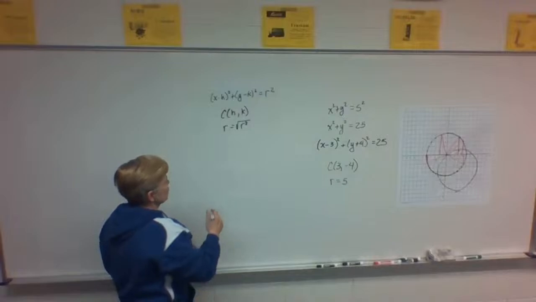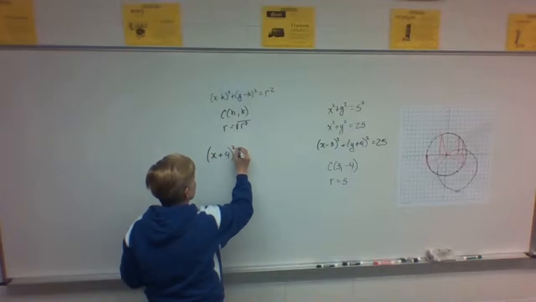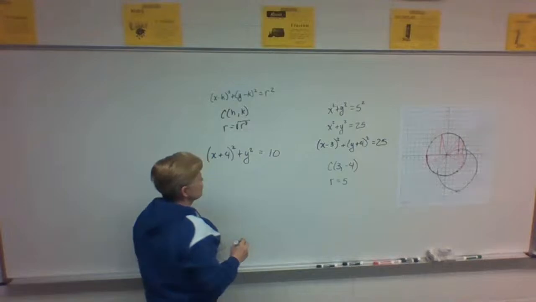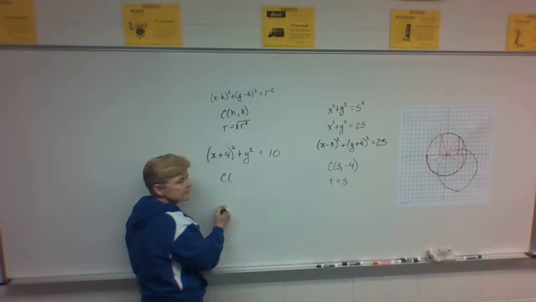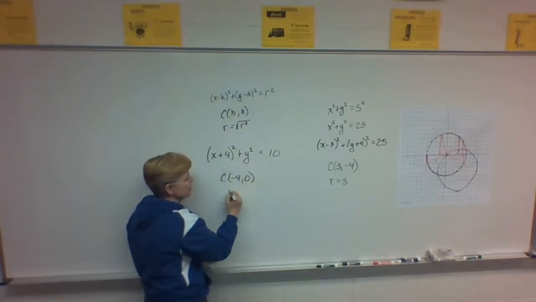Okay, so let's do one more like this. If I have a circle like this, x plus 4 squared plus y squared equals 10. Can you tell me what the center is? Negative 4, 0. Yep, because there's nothing being added or subtracted here. And the radius is?